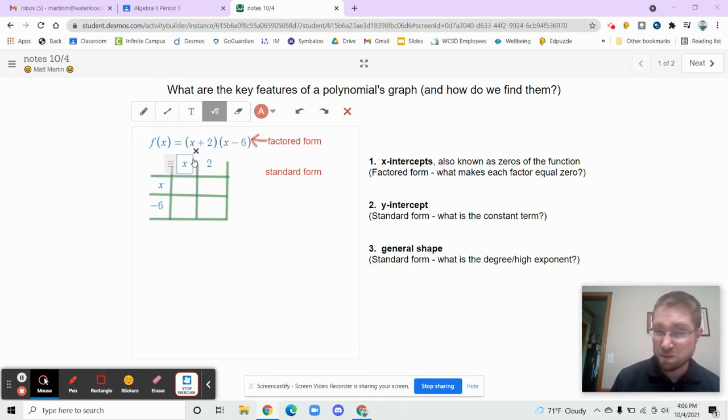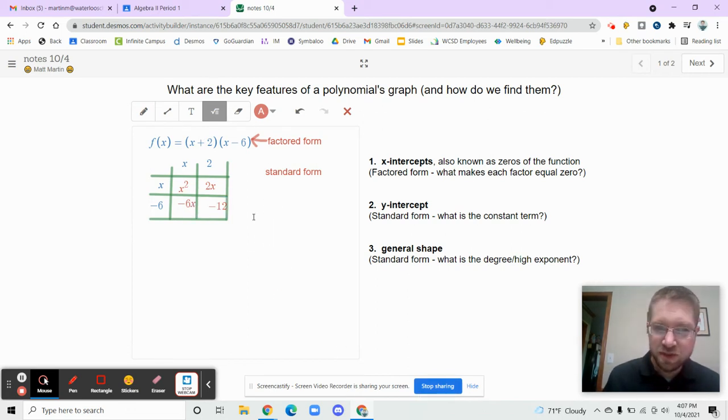I've set up an expansion box. Remember, this is just a fancy way of representing distribution. You take each term in the first group times each term in the second group. So if I take x times x, that is, of course, x squared. If I take x times 2, that's 2x. Negative 6 times x, on the other hand, will be negative 6x. And lastly, negative 6 times 2 will be negative 12.